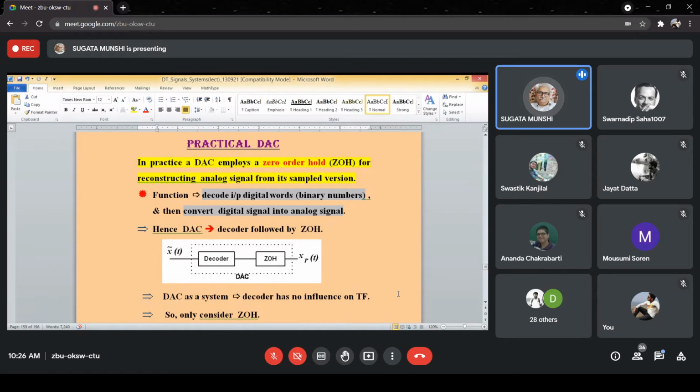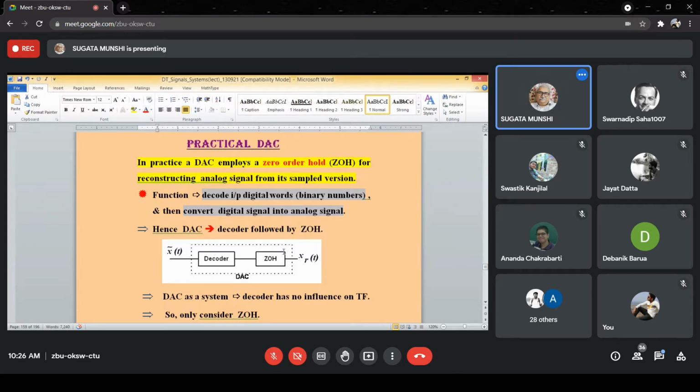So there are two operations involved in digital to analog conversion. Input to the DAC are samples, each of which is coded using binary numbers. All right. So that binary coded sample has to be converted. Each of the binary coded samples has to be converted into a decimal number. So that is the first task. That means a decoder must be there.